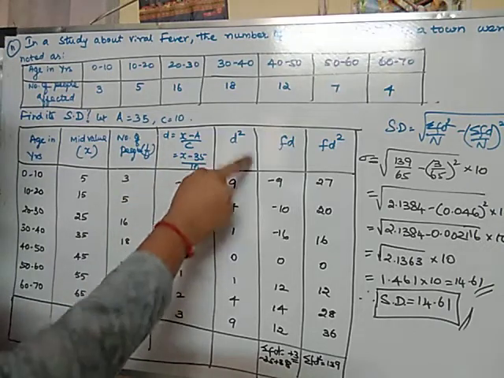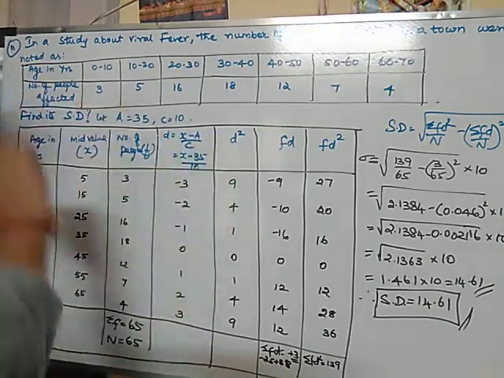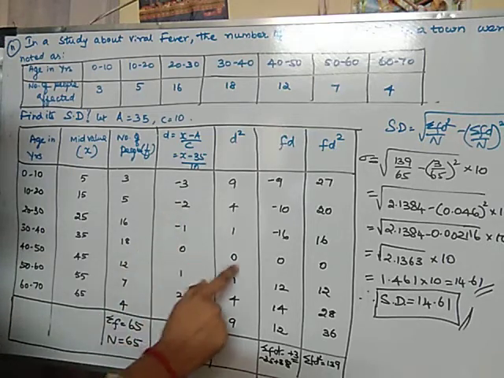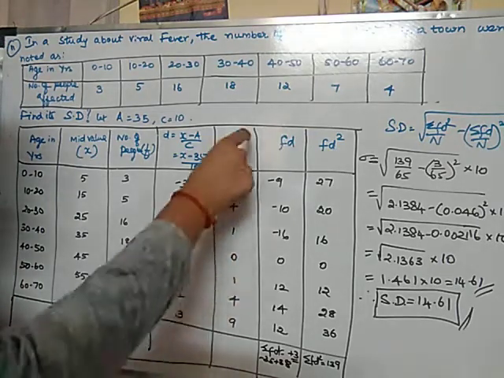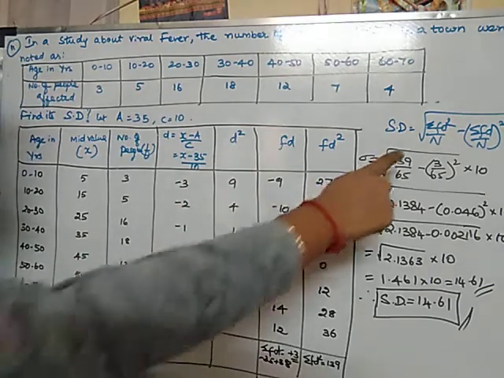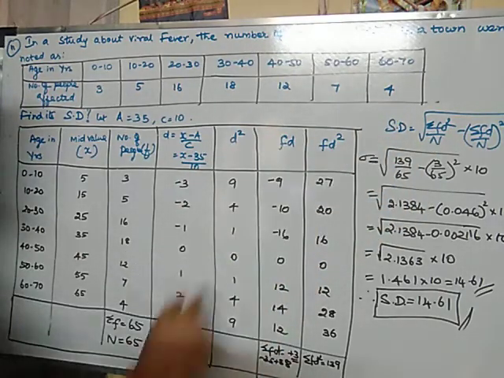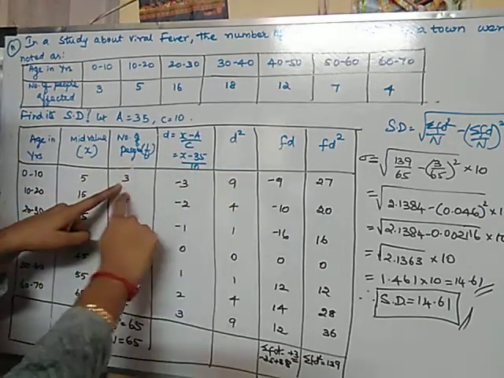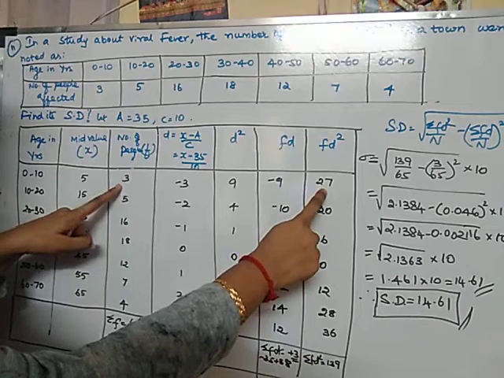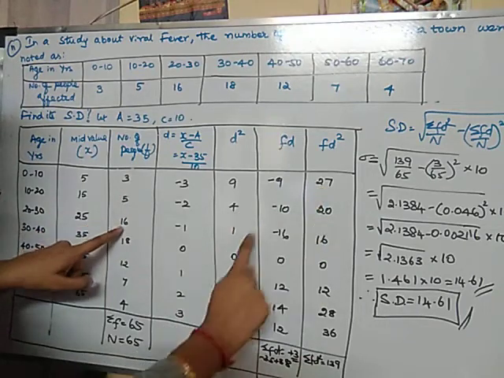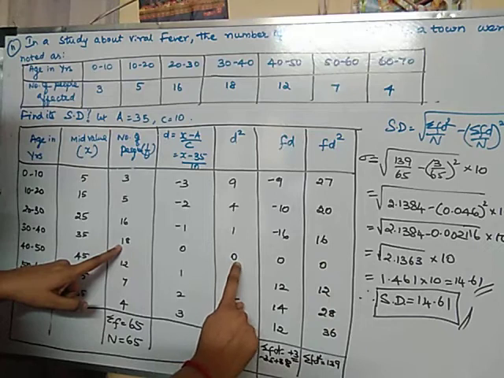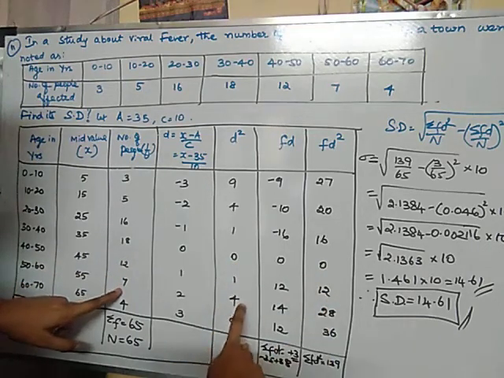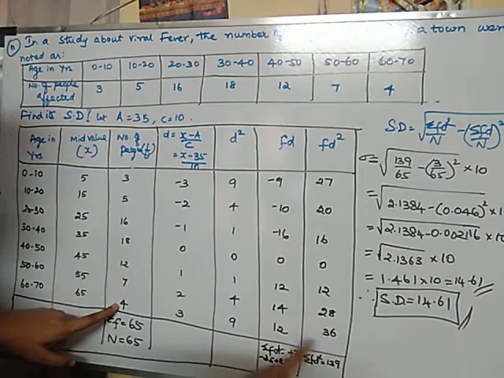Next column you should write d square. That is, this d column you should square and write. Minus 3 square is 9. Minus 2 square is 4. Minus 1 square is 1. 0 square is 0. Like that, square each term and write the d square column. Next you need in the formula fd square. Right, f and d square. Multiply these two and write. 3 into 9, 27. 5 into 4, 20. 16 into 1, 16. 18 into 0, 0. 12 into 1, that is 12. 7 into 4, which is 28. 4 into 9, which is 36.